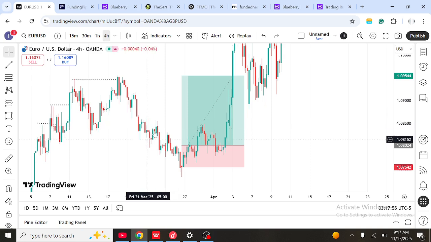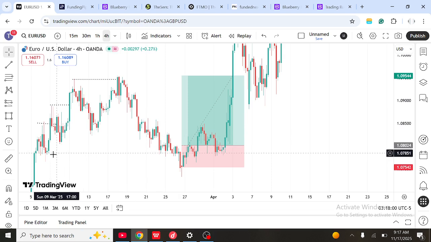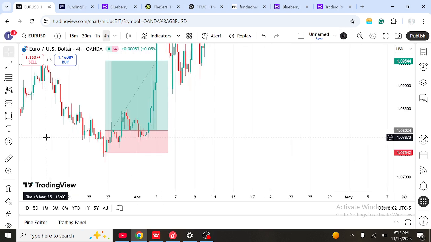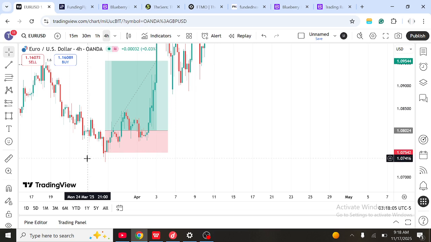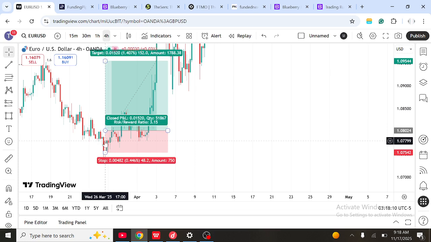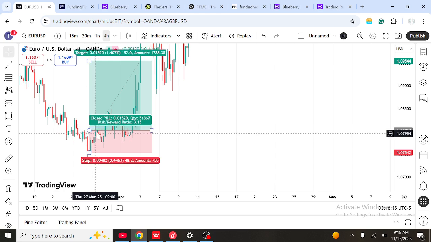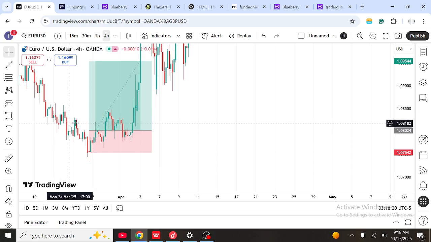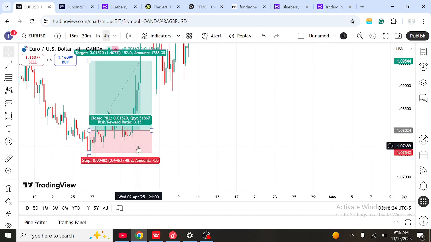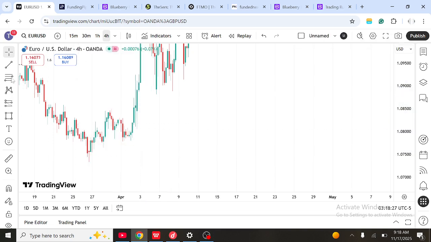While we are waiting, this low was taken out, and this low was taken out, and this low was taken out. And then what do we have? We have a high, we have a low. And when that happens, look at it, we have price close above this high. So our change of character is now confirmed here.